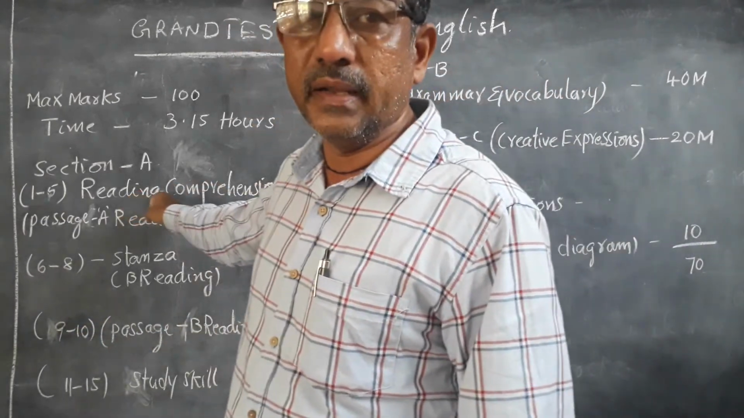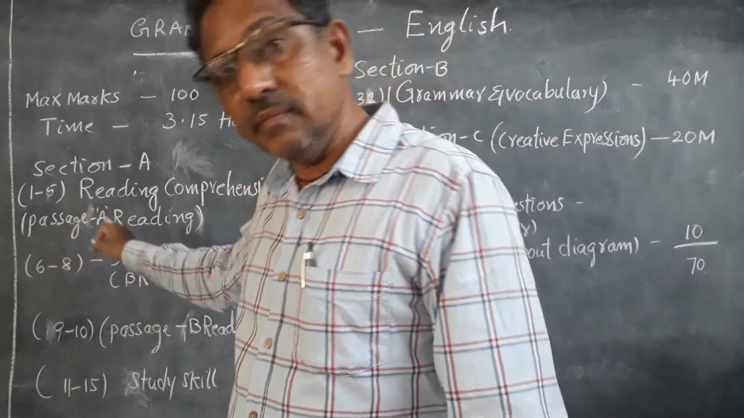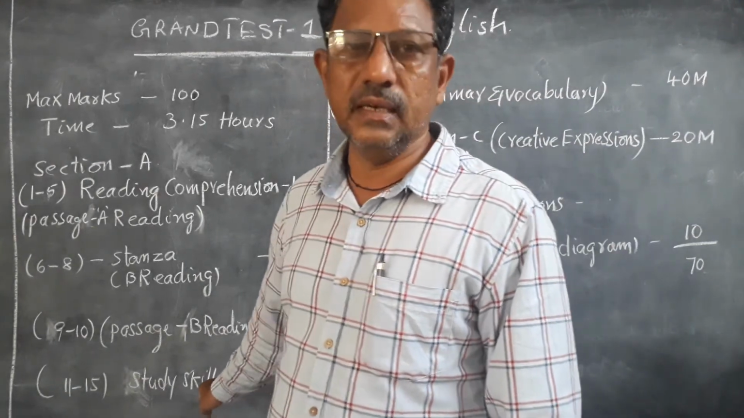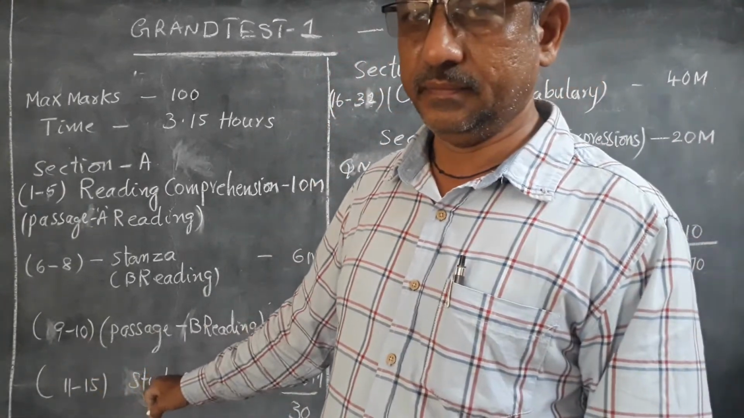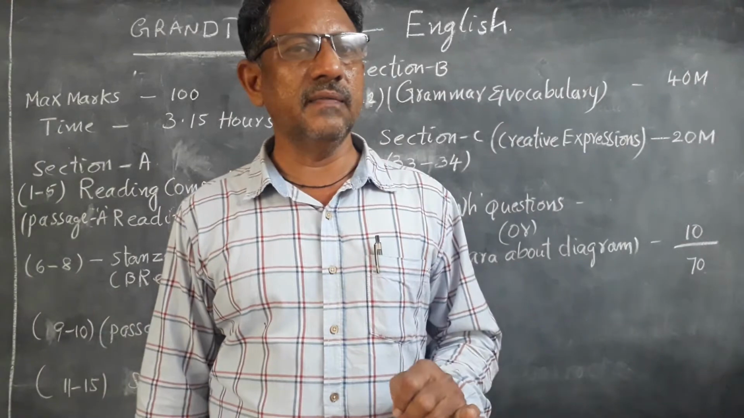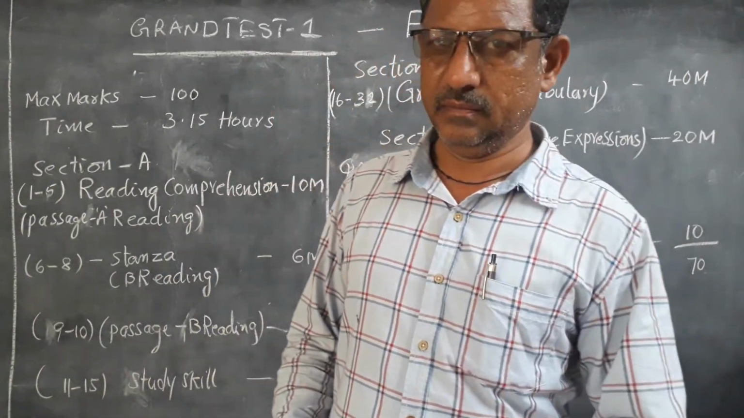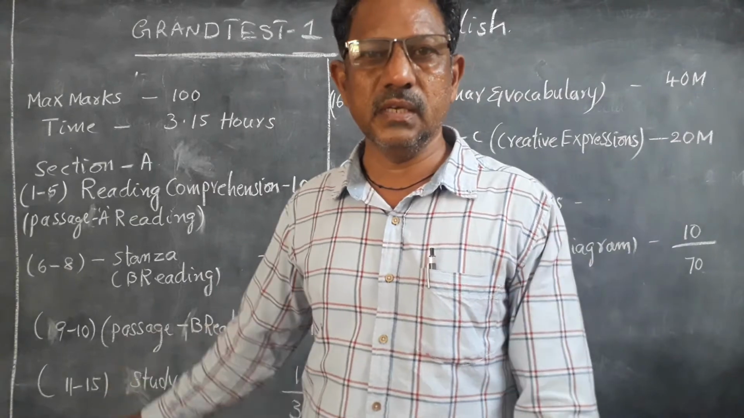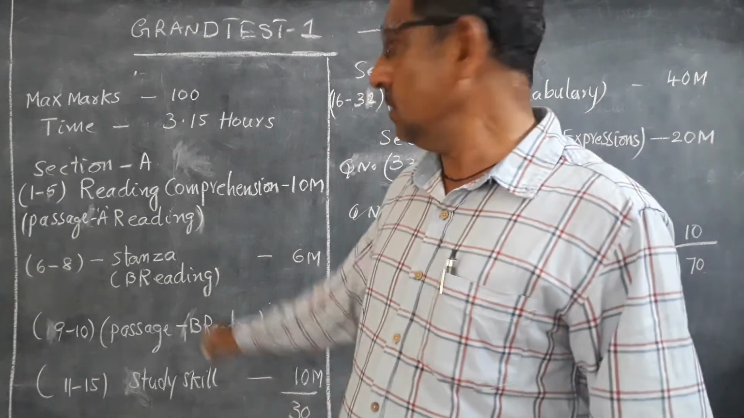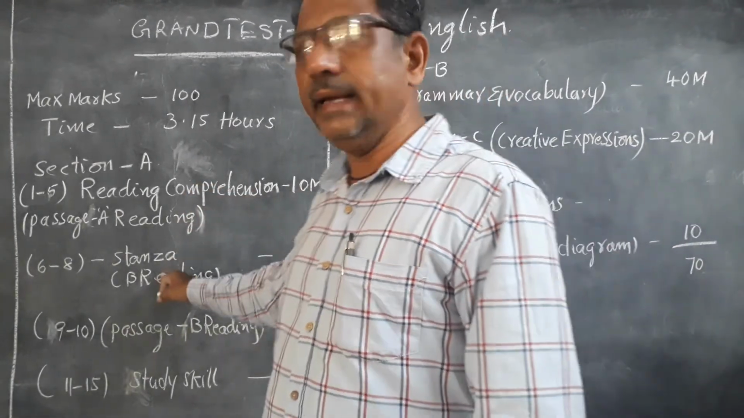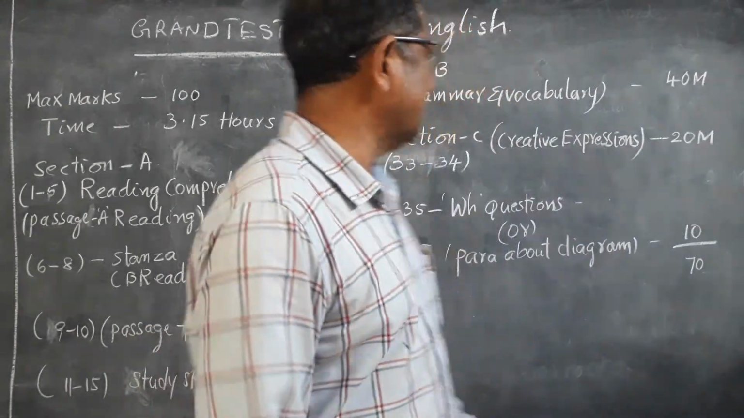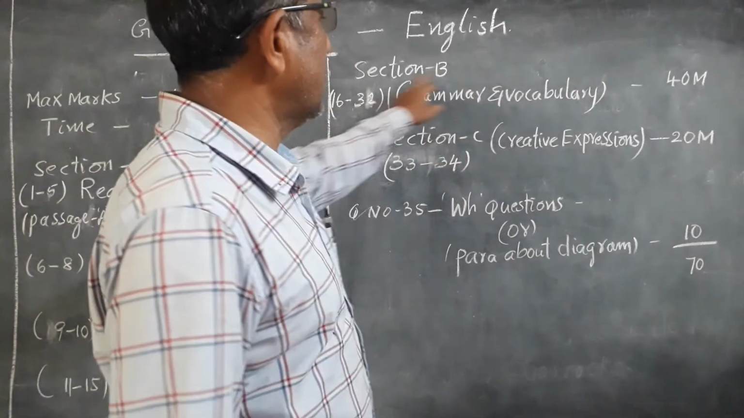So, passage from A reading 10 marks, passage from B reading 10 marks. Next, study skill, questions from 11 to 15. Study skill means either a bar diagram, pie chart, table, graph or tree diagram is given. Below the diagram, there are 5 questions. Each question carries 2 marks. 5 into 2, 10. So from A reading 10 marks, B reading 10 marks, study skill 10 marks. Total 30 marks.